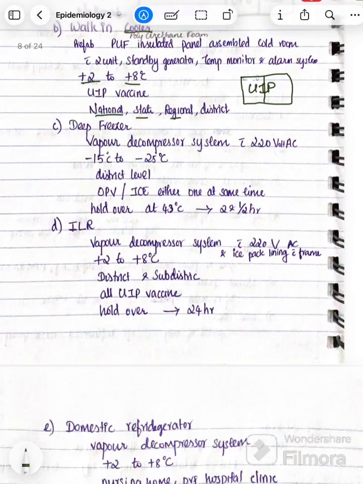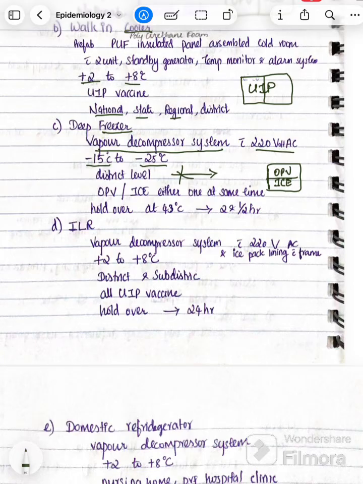Next we have deep freezer. Again the word contains freezer. So the temperature maintained is -15 to -25 degrees Celsius. Mechanism used here is a vapor compressor system, like our refrigerator with 220 volt AC. At district level we are using the deep freezer. Below district level we are not going to use it. OPV and ice packs are kept in this deep freezer. At a time either one is kept.